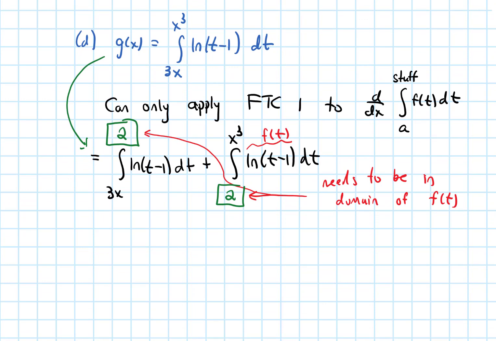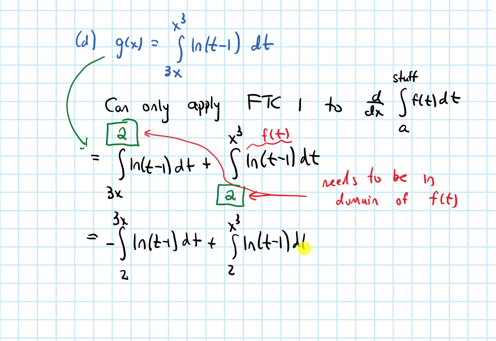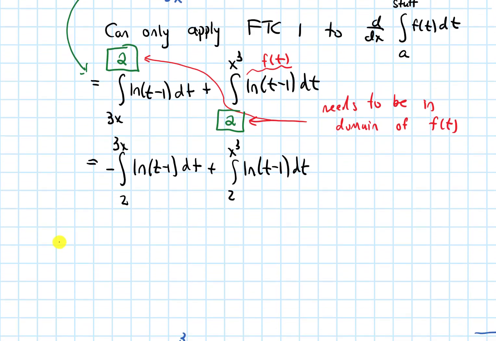Okay, so now the second integral I'm going to be able to handle. I got a constant at the bottom and a thing with a variable at the top. And FTC part 1 tells me how to handle that. But the first integral, it doesn't look like that. I got variables at the bottom and a constant at the top. So I'm going to flip it, which puts a negative sign in front. Then we'll get 2 to 3x ln of t minus 1 dt plus that second integral from 2 to x to the third ln of t minus 1 dt. And now we're going to be ready to take this derivative.